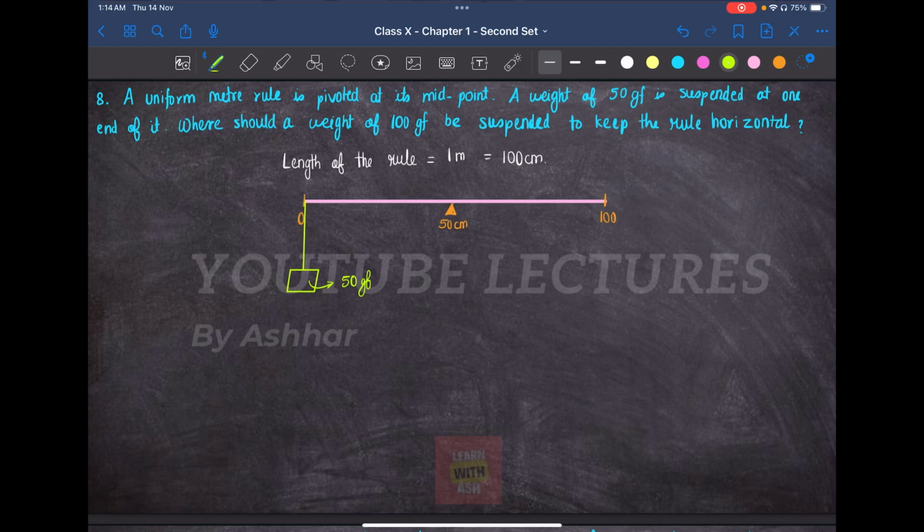If I suspend over here, it might fall on this side. So yes, I can't suspend this weight on the left hand side. I can suspend the weight on the right hand side. Suppose I am suspending this over here, and this is my weight 2, which is 100-gram force, and I'm assuming that this particular distance will be d. So what can we do?